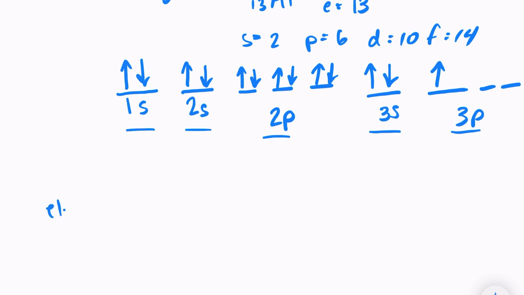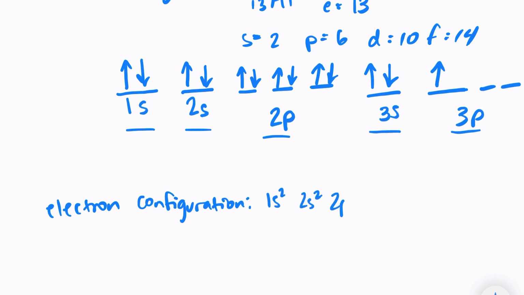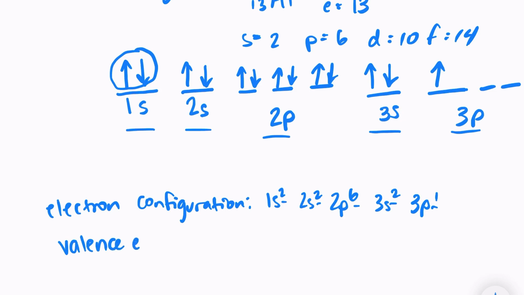So let's draw out the electron configuration. We have 1s2, 2s2, 2p6, 3s2, 3p1. So we took the number of arrows in each sublevel and used it as an exponent, and that is an electron configuration. We can use the electron configuration to find an important type of electron called a valence electron.